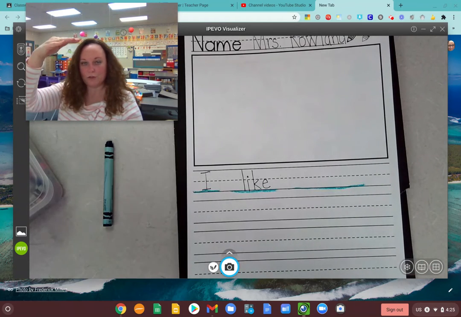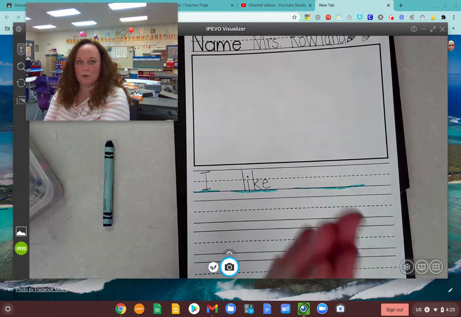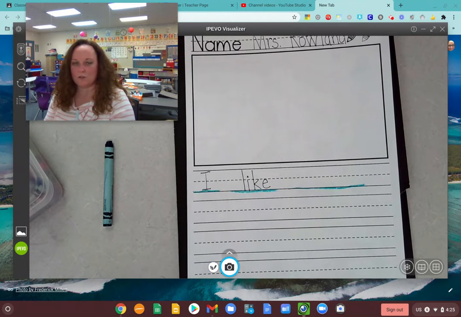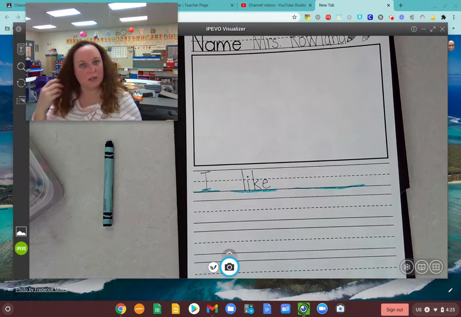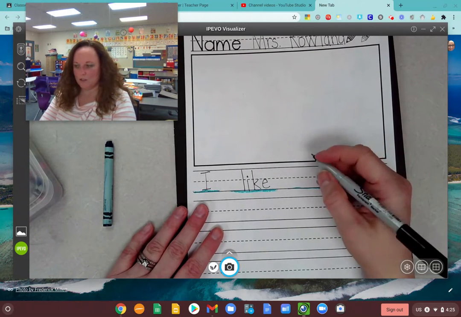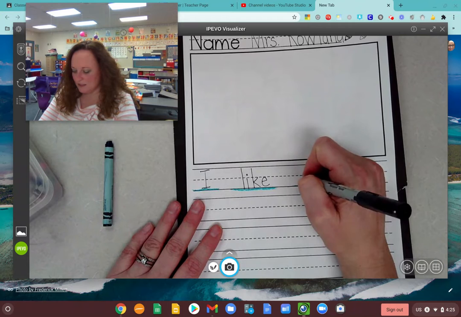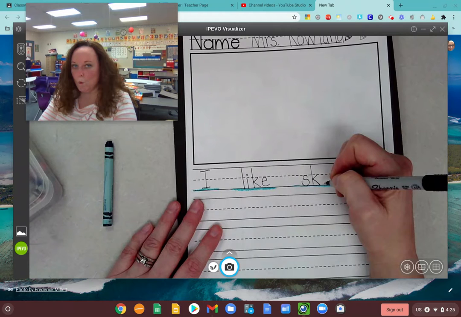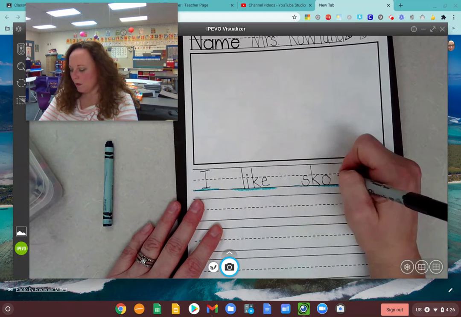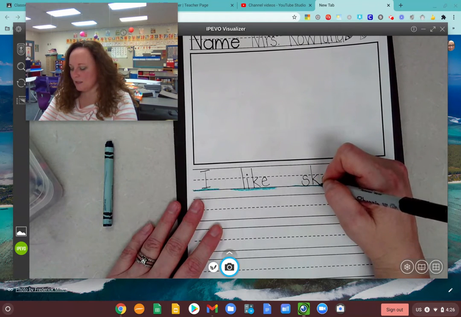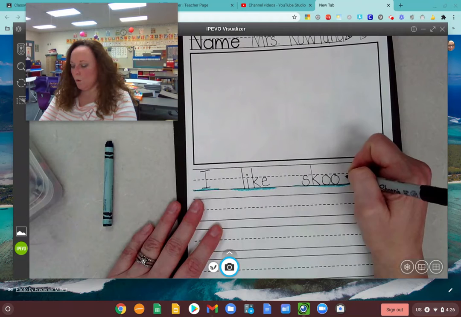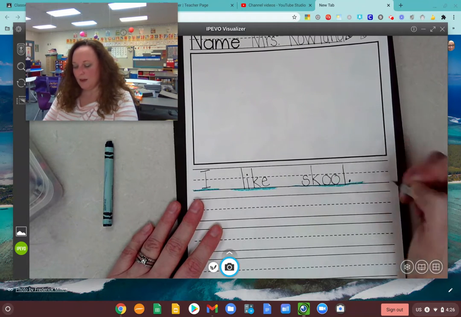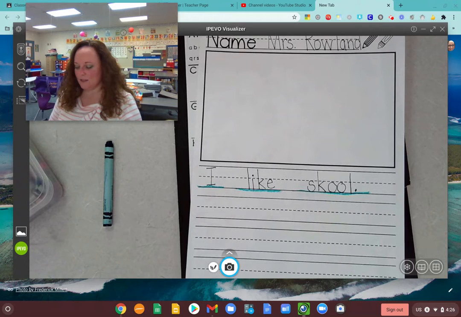So you can either use your roller coaster, you can use your chopper, or you can stretch each sound out really far. So I think I'm going to stretch it out. Ooh, I remember asking someone and they told me O and O say ooh. O, O. Ooh. And I'm going to put my period. That was my first sentence. I like school. Now it's time for my second one.